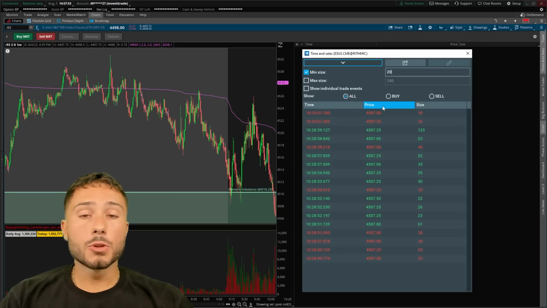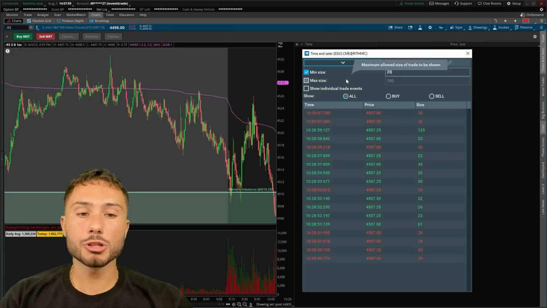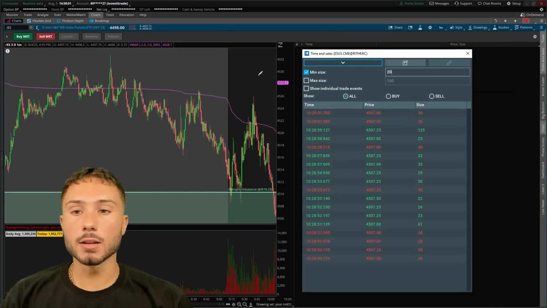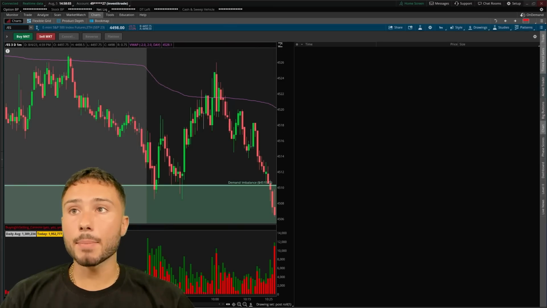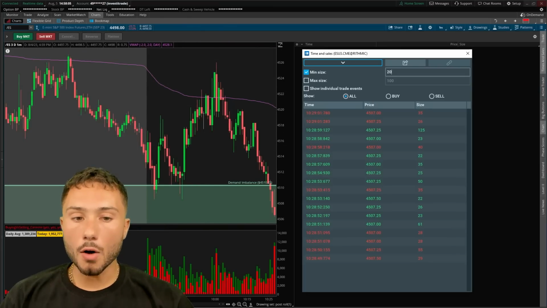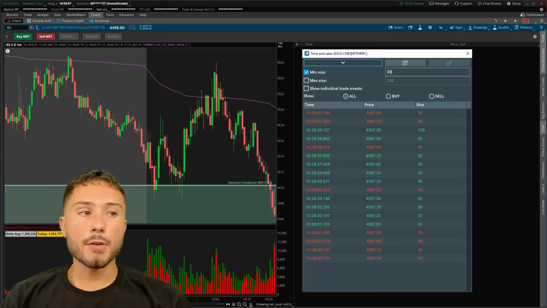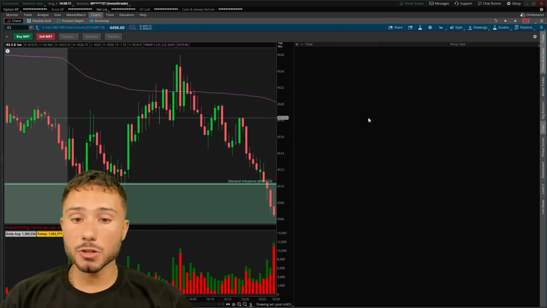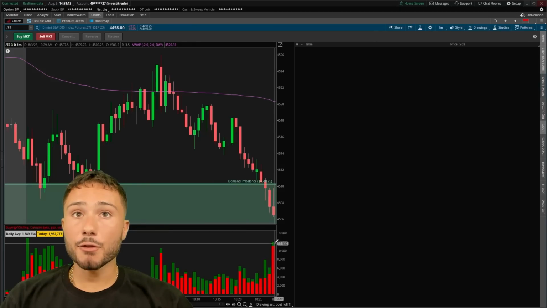Order books don't show completed transactions. They just show levels that people possibly could be looking to buy or sell at. They don't show intention like a time and sales does. So what we're going to see in this example is you're going to see the market sell off aggressively, and you're going to see very large size hitting the bid inside of a demand zone. And you could also see that again from this volume candle.